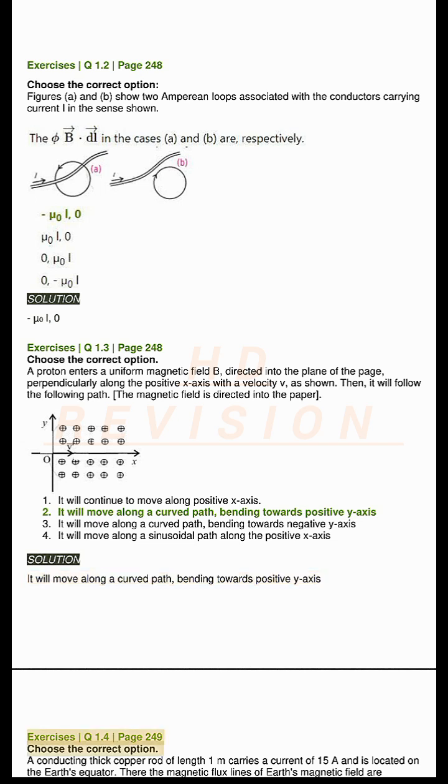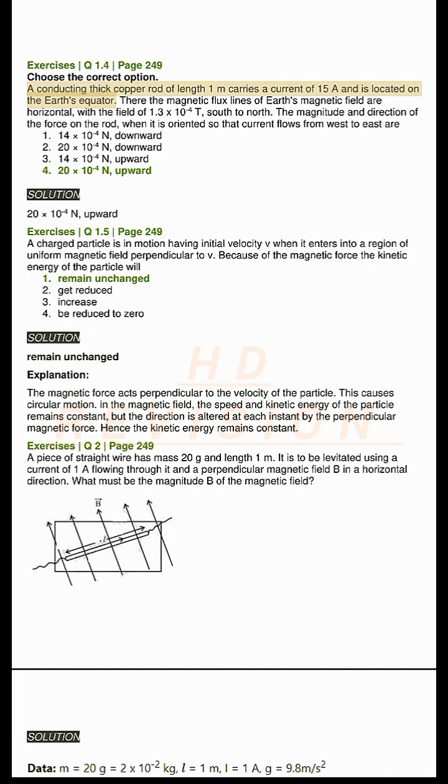Exercises Q1.4, page 249. Choose the correct option. A conducting thick copper rod of length 1 meter carries a current of 15 A and is located on the Earth's equator. There the magnetic flux lines of Earth's magnetic field are horizontal, with the field of 1.3 × 10^-4 T, south to north.